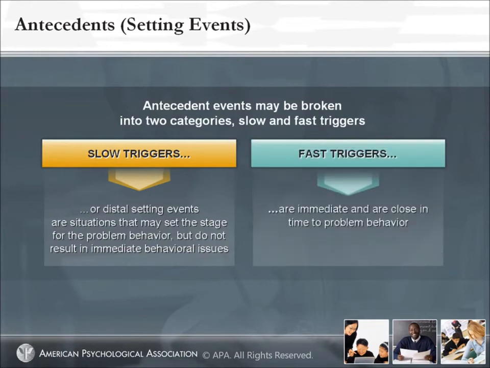Fast triggers, on the other hand, are immediate and are close in time to problem behavior. For example, every time a fifth-grade boy is teased, he hits or kicks a classmate. Since the behavior occurs immediately afterward, we term the antecedent a proximal setting event or a fast trigger. Other antecedents to explore in this portion of the analysis might be the type of assignment, for example, paper and pencil, lecture. Subject area, for example, reading, social studies, recess, or social arrangements, for example, with peers versus alone.